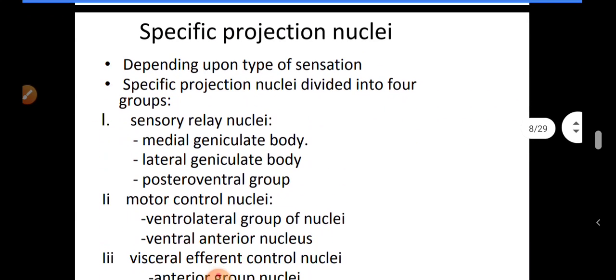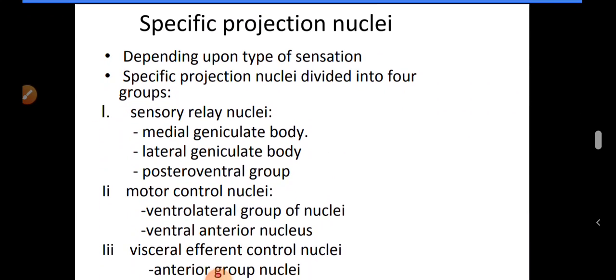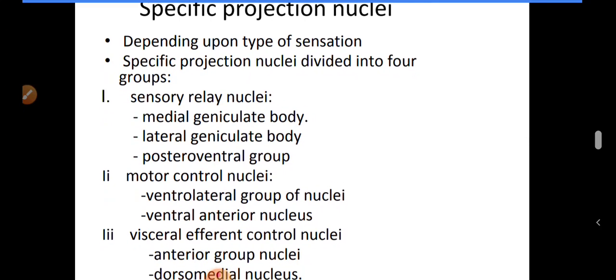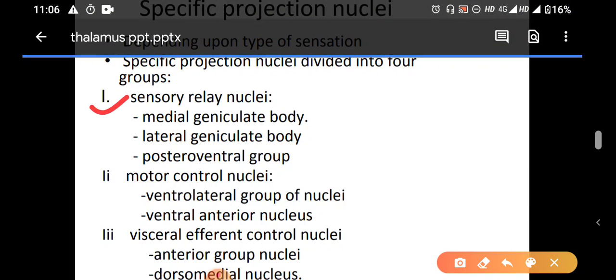Then specific projection nuclei. Specific projection nuclei depend upon the type of sensation. These nuclei receive specific sensations and project to a specific portion of the neocortex and the limbic system. Among specific projection nuclei, we have sensory relay nuclei, motor control nuclei and visceral efferent control nuclei, and also integrative and perceptual function nuclei.